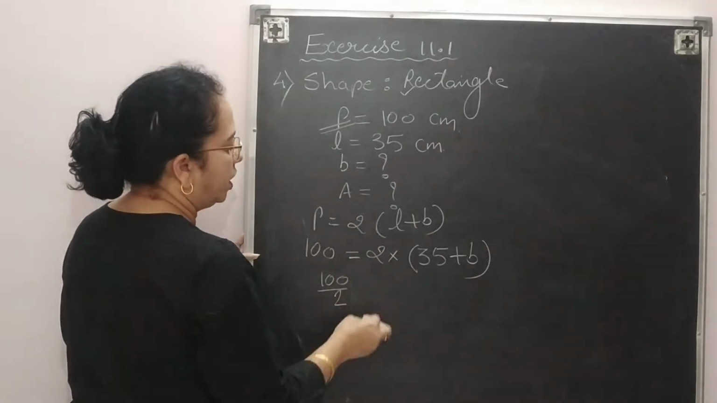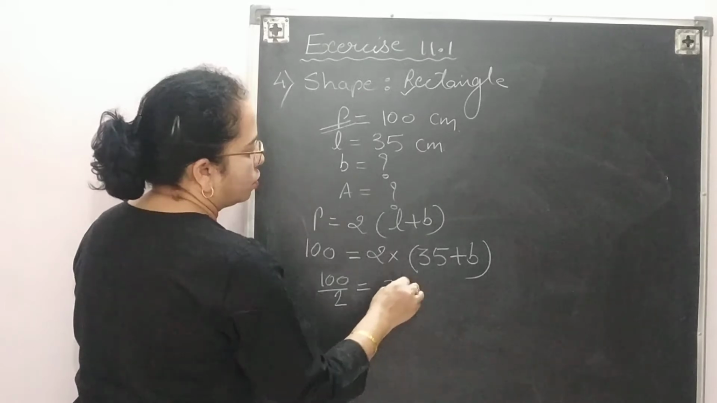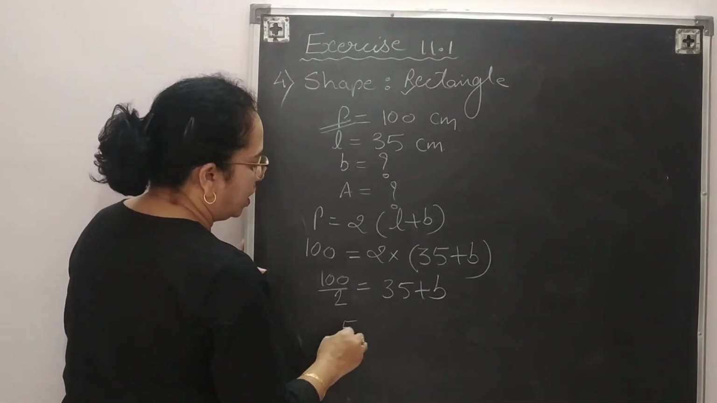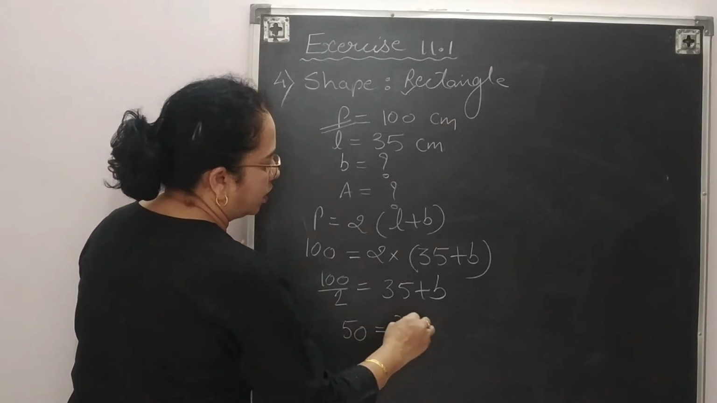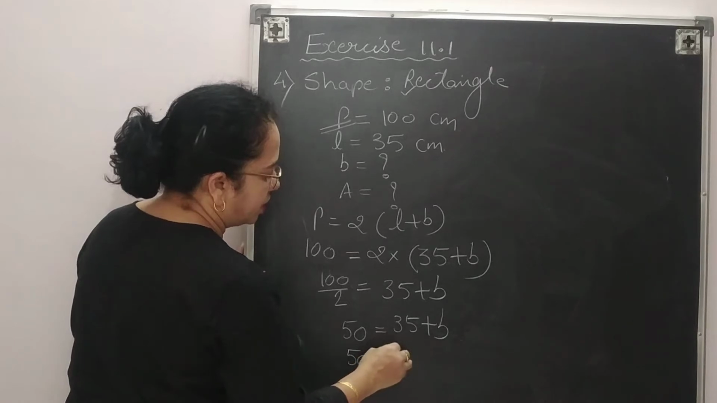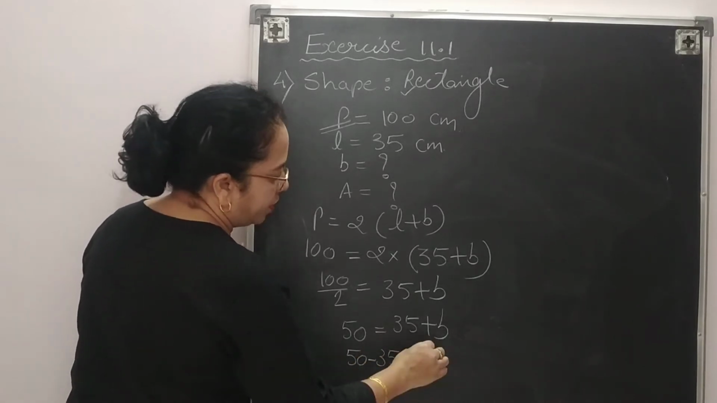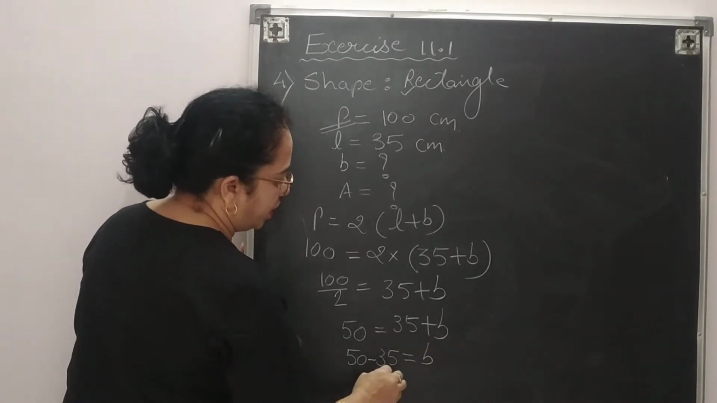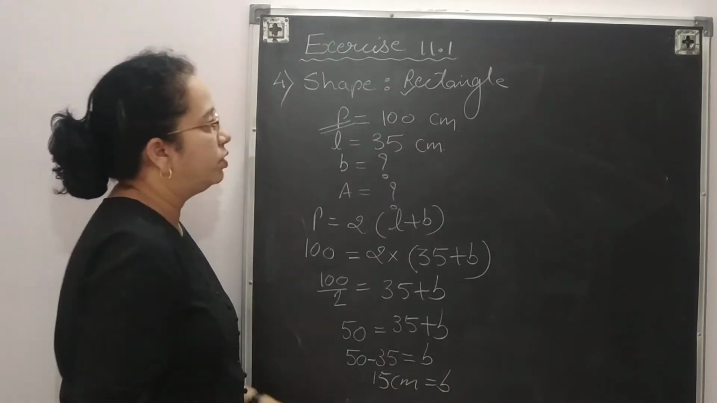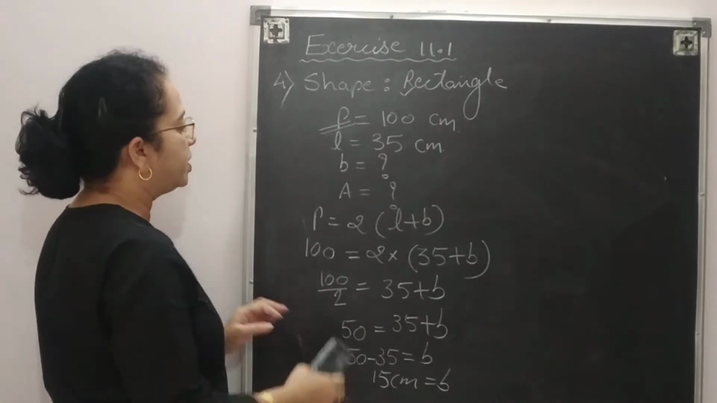down 2 in division on left hand side. So this will become 35 plus B. 100 divided by 2 will give you 50 is equal to 35 plus B. This 35 is in addition. So left hand side this will come in subtraction. So 50 minus 35 will give you 15 centimeter. So breadth of the rectangular plot is 15 centimeter.